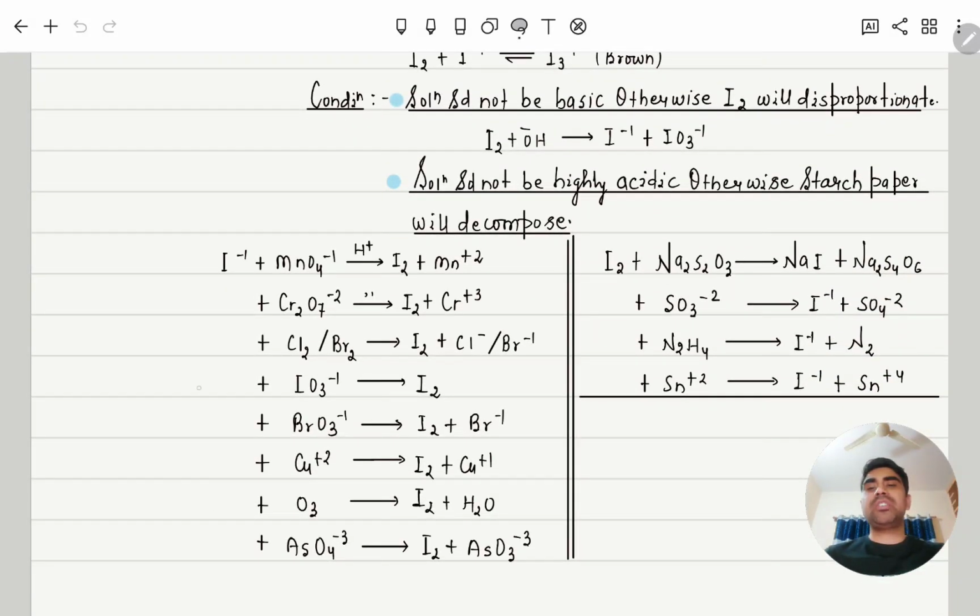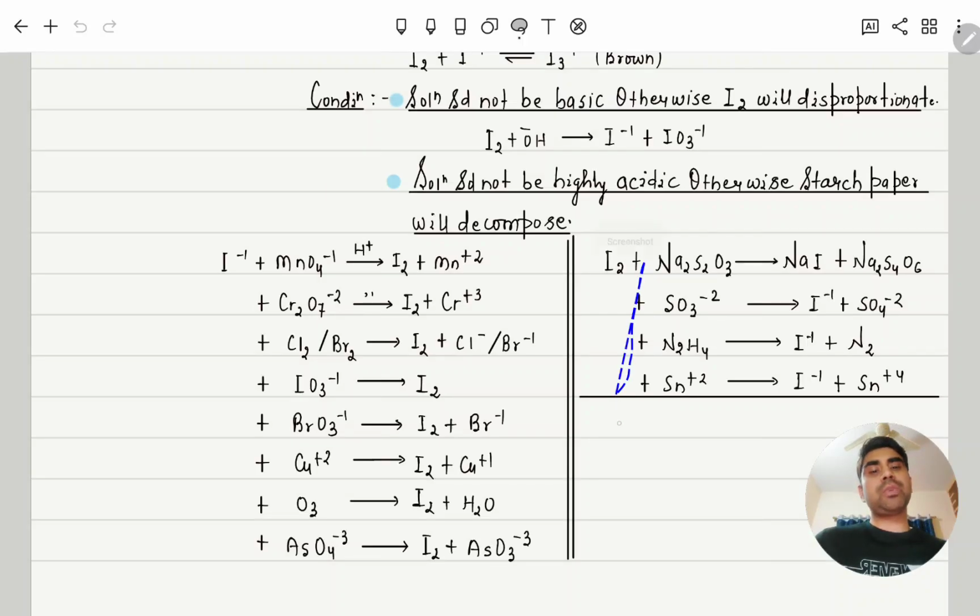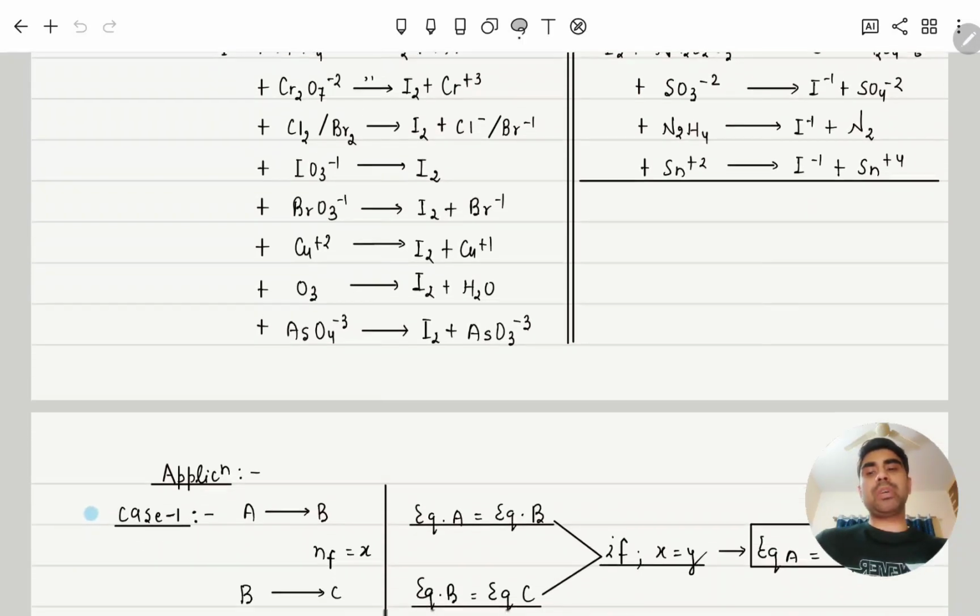Here are some examples of how I minus, along with some oxidizing agents, gets oxidized to I2 while the oxidizing agents are reduced. This is the first set of examples of iodometric titration, and this one is iodimetric titration, right, where I2 is going to I minus, and the hypo solution, plus 2 going to 2.5, is behaving as a reducing agent, reducing the other and oxidizing itself. So here are some examples. Keep all those in your mind.